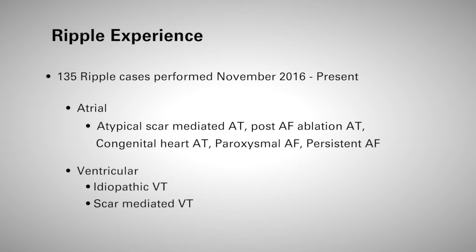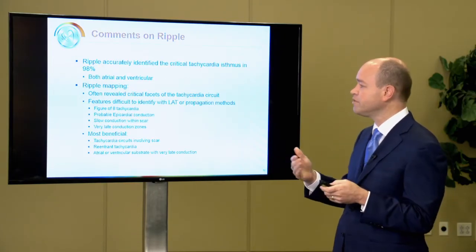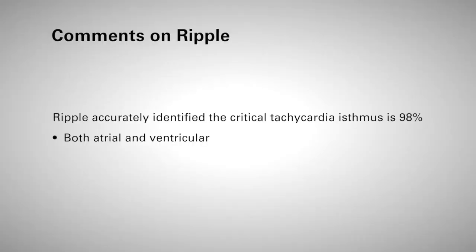For ventricular, I performed mapping with Ripple in idiopathic VTs as well as scar-mediated VTs, and found it to have utility in all of these maps. And in those cases, Ripple mapping accurately identified the critical tachycardia isthmus in 98% of these maps, both on the ventricular and atrial side of the mapping.